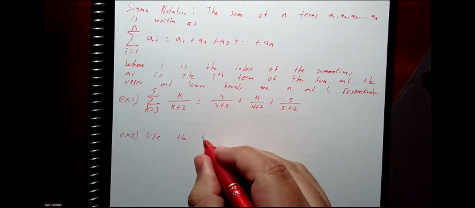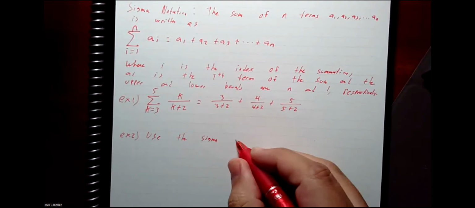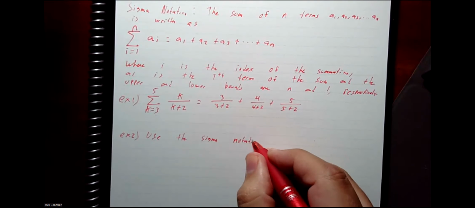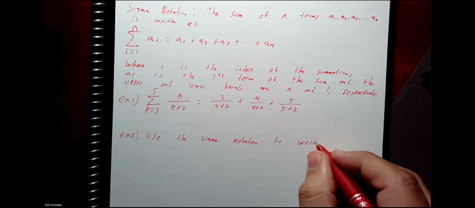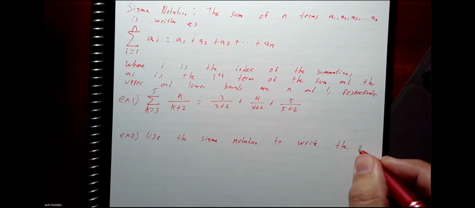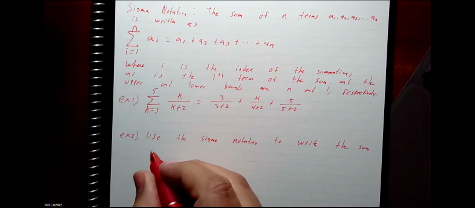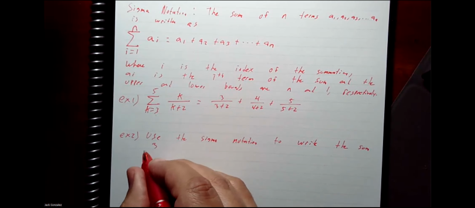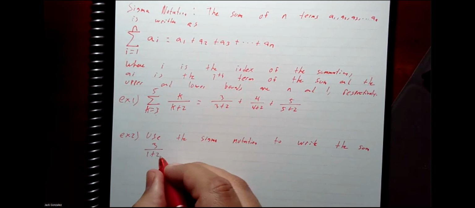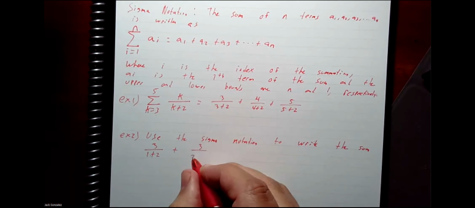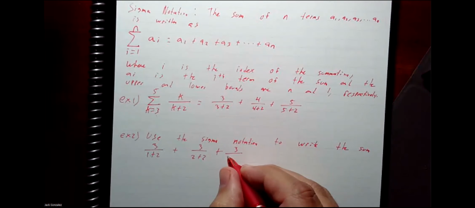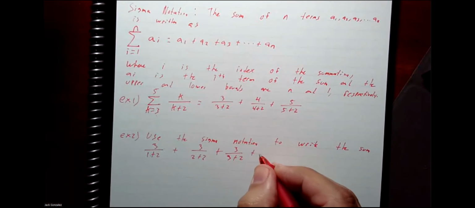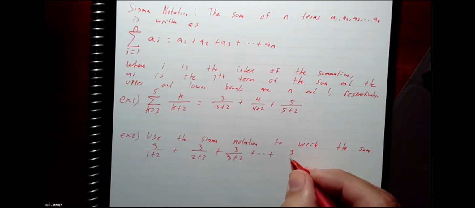So use the sigma notation to write the sum 3 over 1 plus 2, plus 3 over 2 plus 2, plus 3 over 3 plus 2, all the way until 3 over 11 plus 2. And that's where it stops.